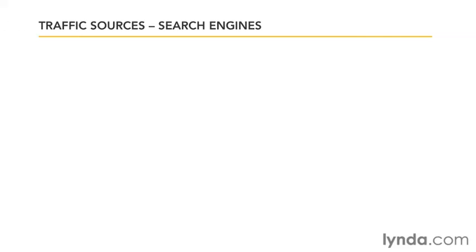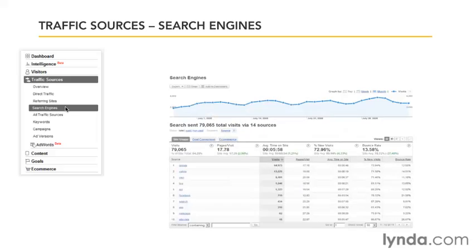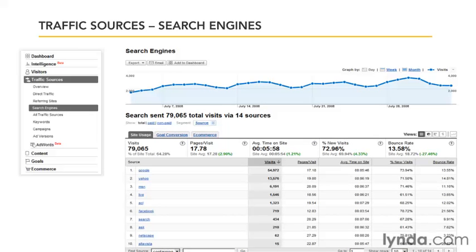Search engines are one of the most important traffic sources for many sites, and there's a wealth of information to be gained about how our visitors are using them to find our sites. To find these reports, we click on the Traffic Sources tab and come down to the Search Engines report. Pulling up this report, we're going to see the name of each of the search engines here, as well as the visits and general site usage metrics here along the side.